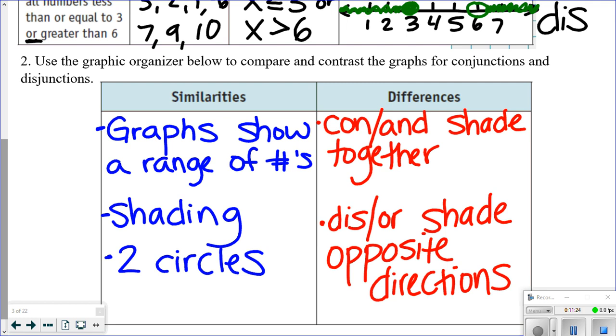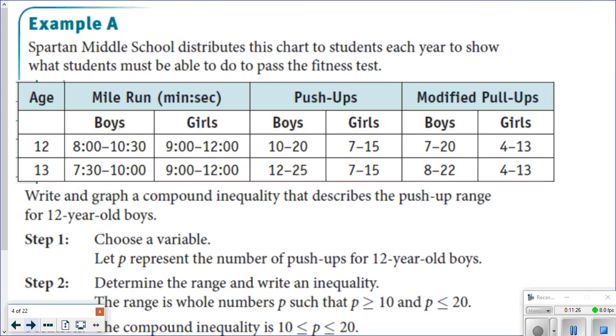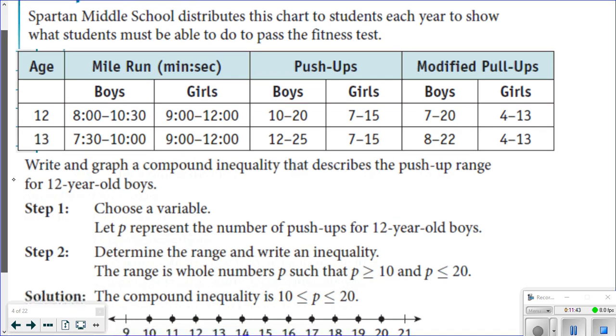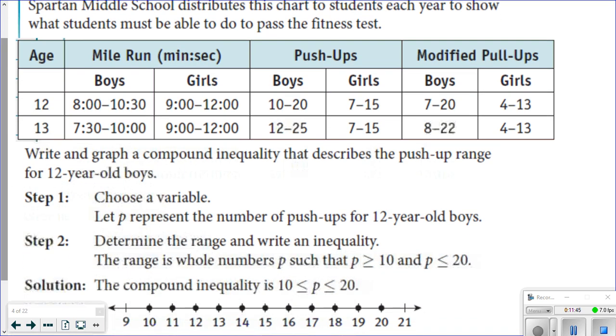Go ahead and turn your page to 44. And we have Spartan Middle School. We talked about them already before. And they are doing the mile run, push-ups, and modified pull-ups. Okay, so if we're going to look at this example together, let's take a look at the push-up range for 12-year-old boys. So push-ups, boys, 12 years old is right here in this box.